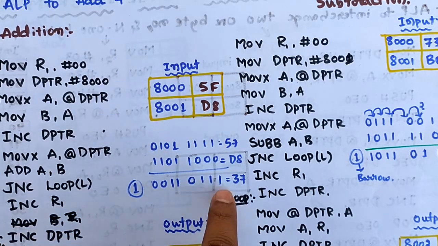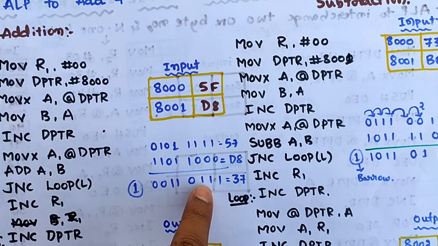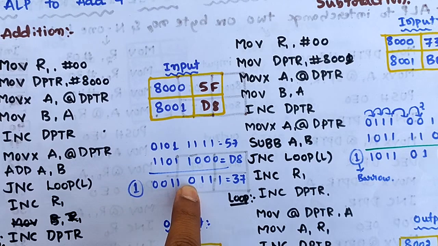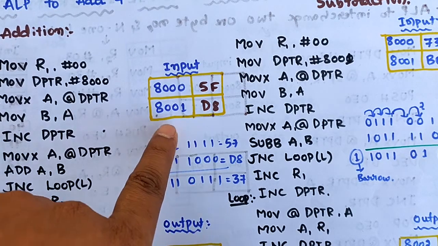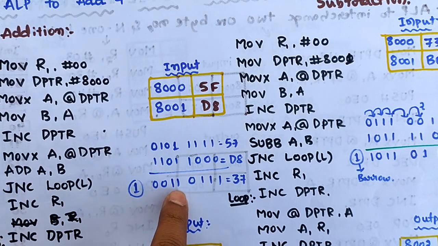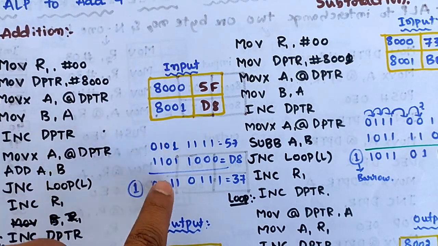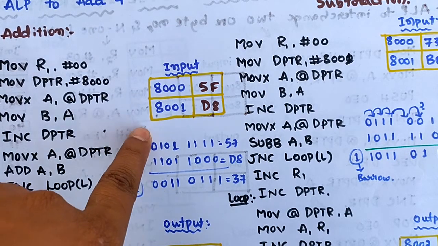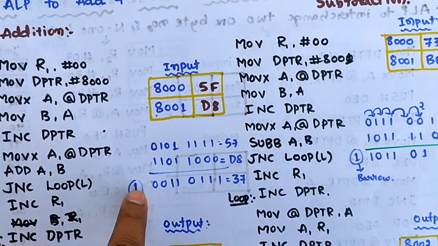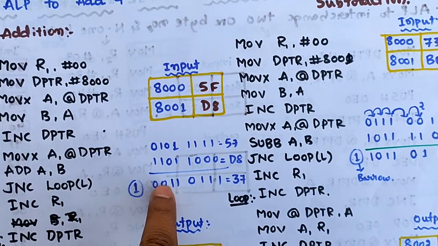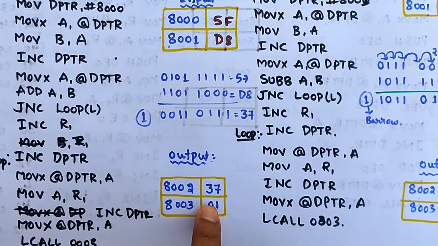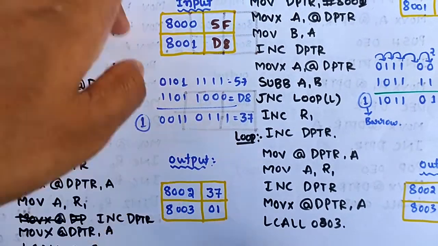So by adding these two, 1 plus 0 is 1, 1 plus 0 is 1, 1 plus 0 is 1, 1 plus 1 is 0 with a carry, since 2 is nothing but 0 1. So 1 plus 1 plus 1 is 1 with a carry 1, therefore 1 carry will come to this position. Again 1 plus 1 is 0 with a carry 1, so 1 plus 1 is 0 and 1 is carry. So this pattern we may call as 37, and 1 is carry. So in the output we may see that 37 and 1 will come.